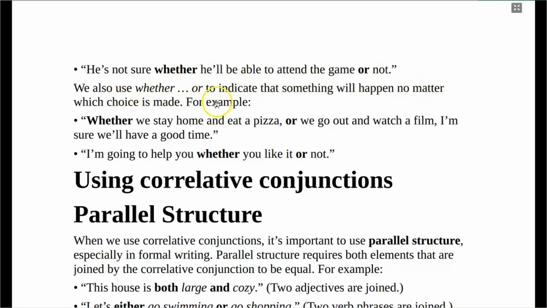We also use whether to indicate that something will happen no matter which choice is made. Whether we stay at home and eat a pizza or we go out and watch a film, I'm sure we'll have a good time, whichever one we pick. I'm going to help you whether you like it or not. I'm very sure we've heard this expression before.